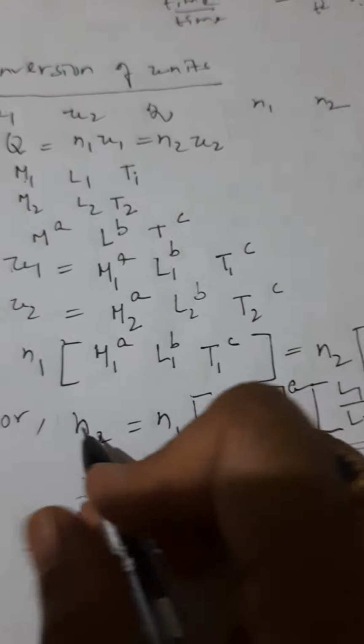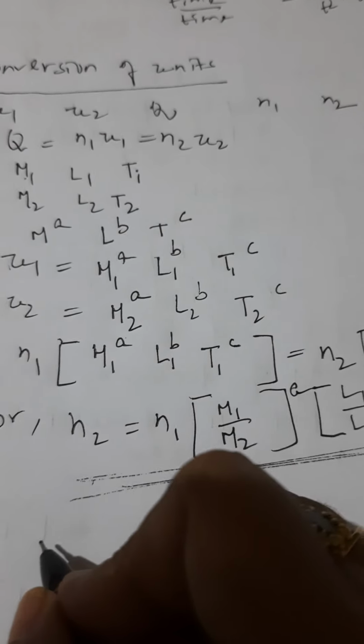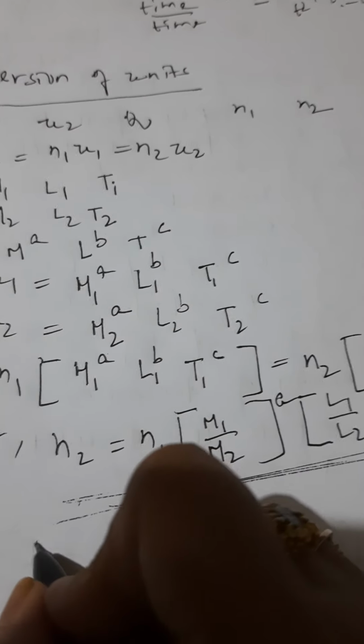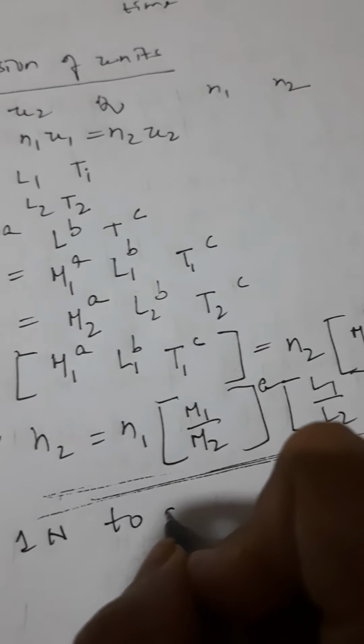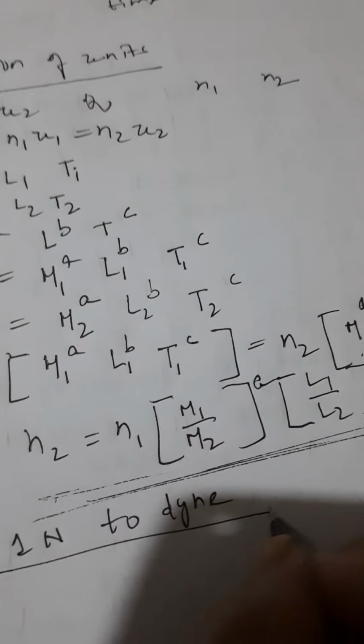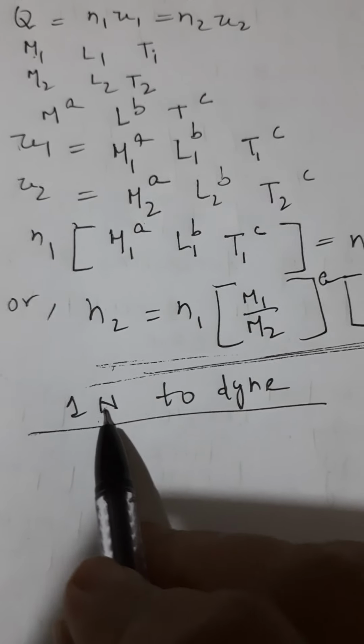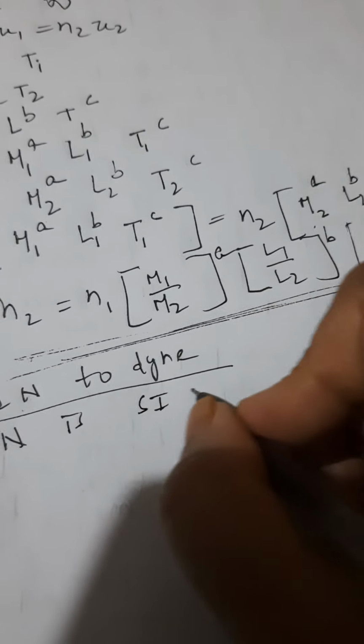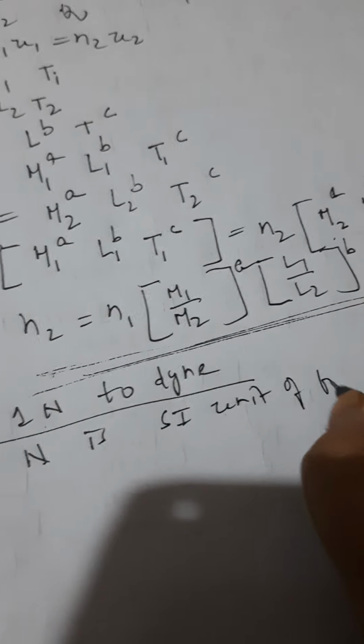So let us understand by one example. To convert 1 Newton to dyne. 1 Newton is equal to how many dyne, and how to convert this. First of all, what is 1 Newton? The SI unit of force is Newton.